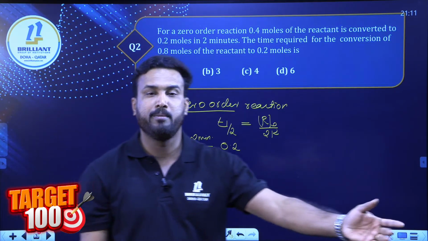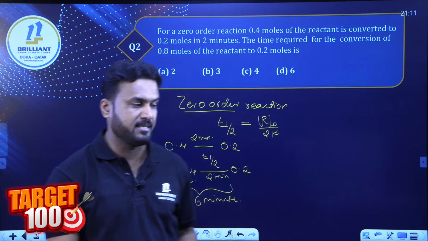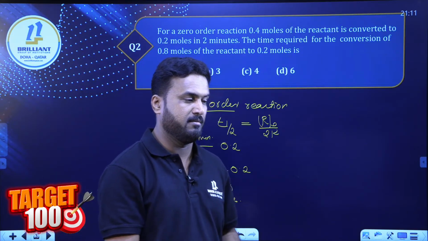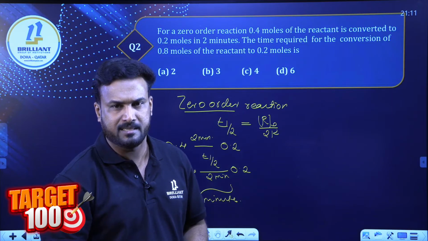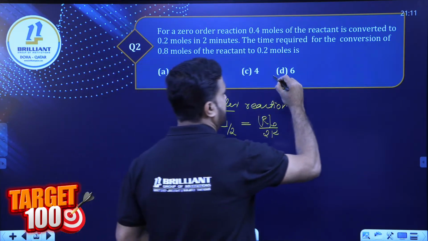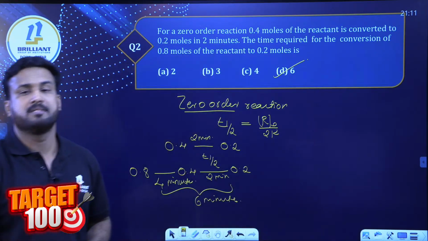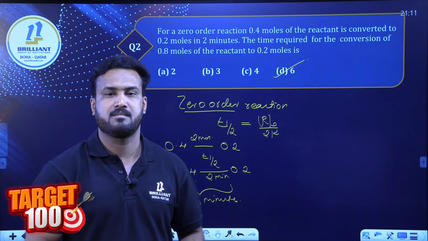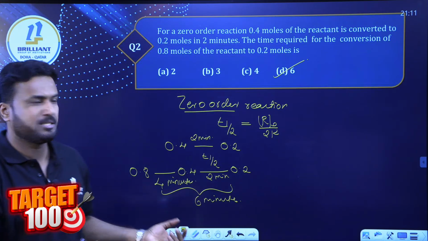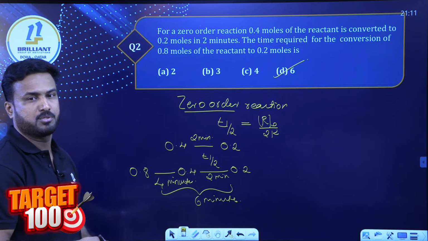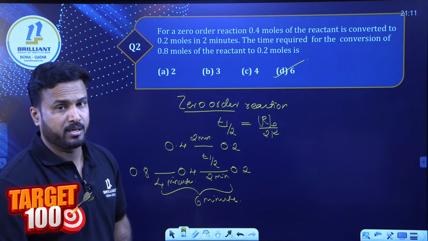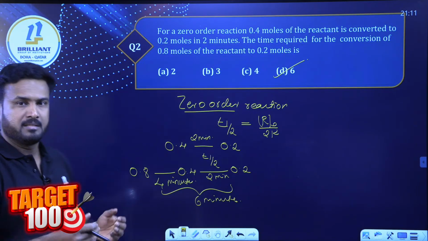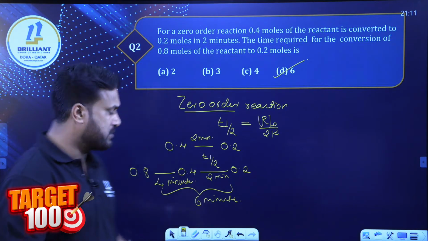Yes, so many are sending the correct answer. Dhruvil, good. We got almost all sending the right answer. The correct answer is 6 minutes, so the option is D. Hope you understood the logic. This is the way we can solve this type of question for a zero order reaction. Fine. Then we can go to the next question, the third one.